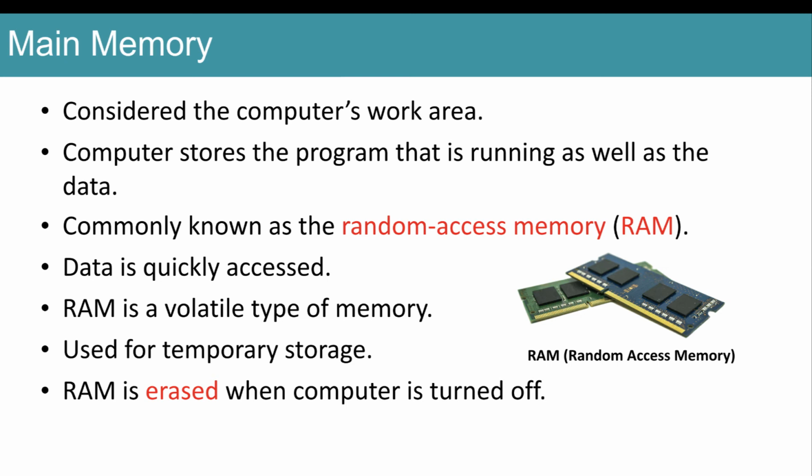Main memory is considered the computer's work area. A computer stores the program that is running as well as the data, commonly known as random access memory or RAM. And data is quickly accessed in this area of the computer, and it's also a volatile type of memory. So that means that it's only used temporarily, and that when the electricity is turned off to the computer, anything that was in memory is now gone.